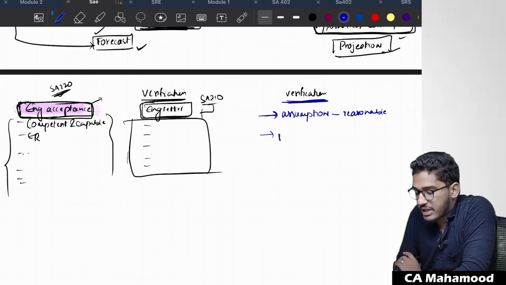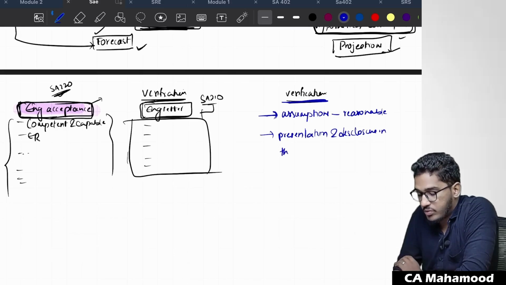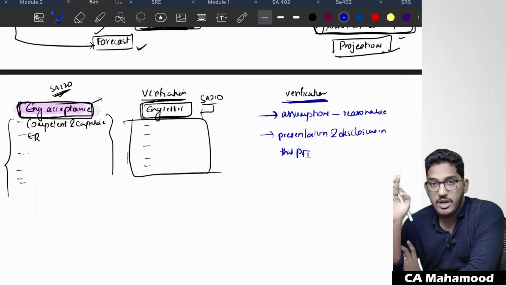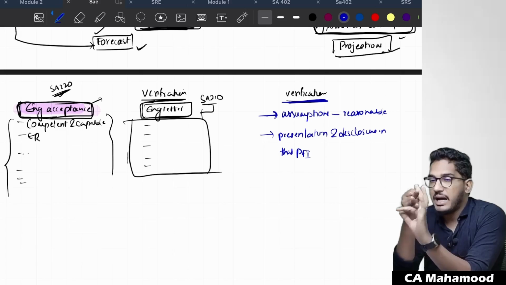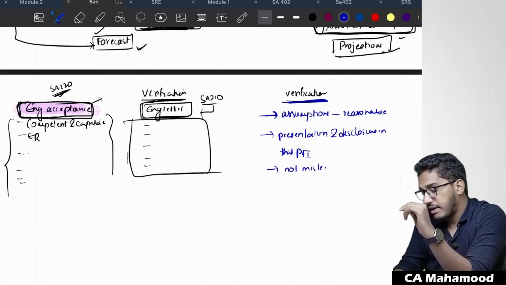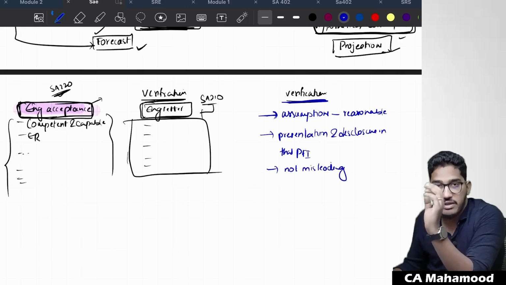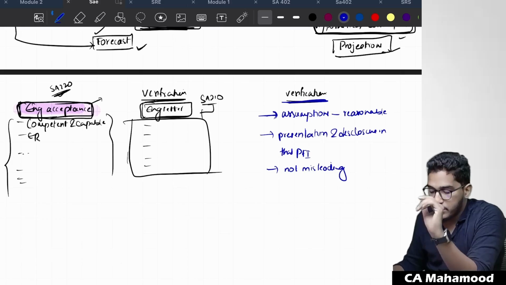Number 2, I need to check presentation and disclosure. I need to check what? Presentation and disclosures in that prospective financial information. I will try to verify the presentation and disclosure of that prospective financial information. So in the prospective financial information, whether they have given all the disclosures which are required, whether they have explained whatever assumptions they have taken, and I have to make sure that that prospective financial information is not misleading. To make sure that it is not giving a wrong picture, that it is okay, they are acceptable. So this is in summary.